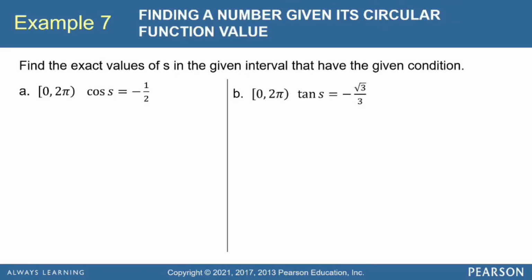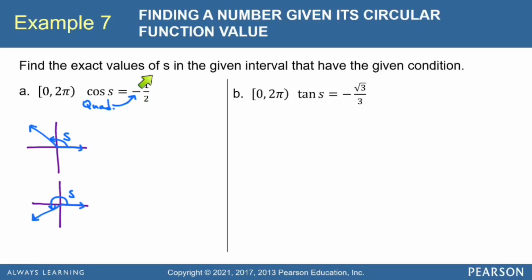So here's example 7, and it says find the exact values of S in the given interval that have the given condition. So in part A, our interval this time is from 0 to 2 pi, so that's all 4 quadrants. And we're looking for any angle S such that the cosine of S is negative 1/2. So first let's think about the sign of this cosine value. This is a negative cosine value, and we know that cosine can only be negative in quadrant 2 and quadrant 3. So let's draw a diagram for each of those. Here's a quadrant 2 angle, and here's a quadrant 3 angle.